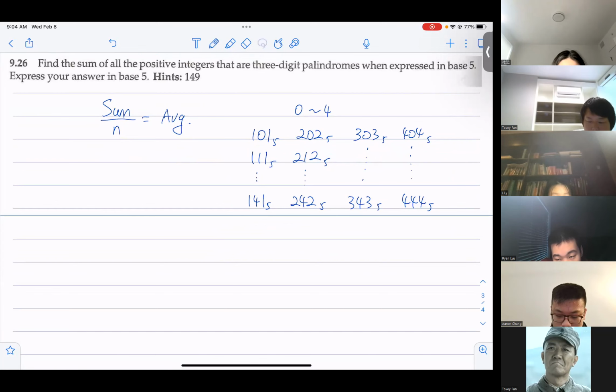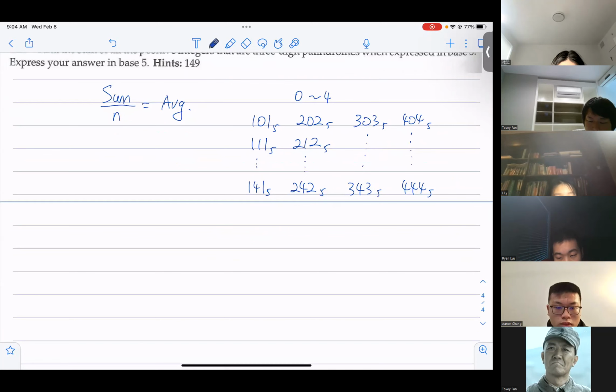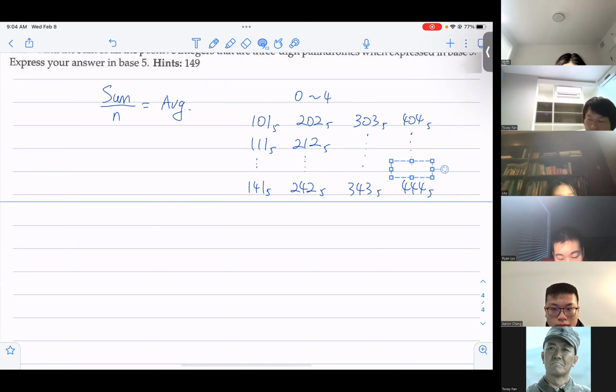And how do we find a sum? We first find the average, remember, and then we find the number of numbers. So to find the average for palindromes, if you recall, it's actually basically just the smallest plus the largest, and then the second smallest plus the second largest. You always have the same sum.